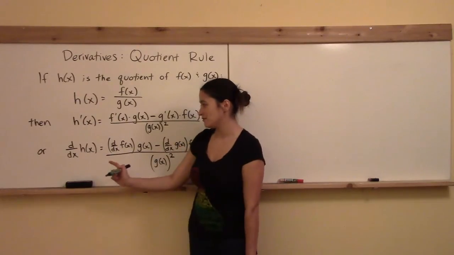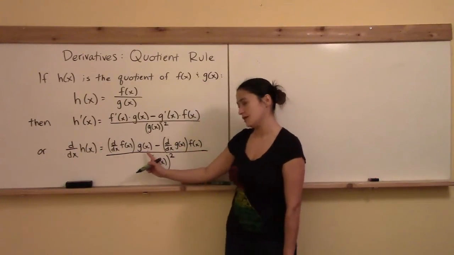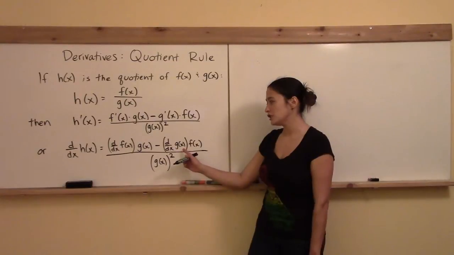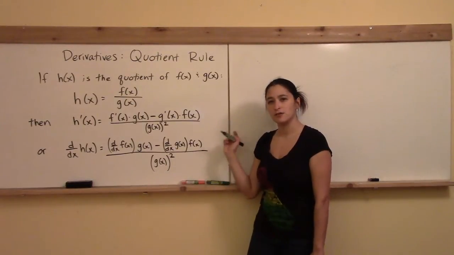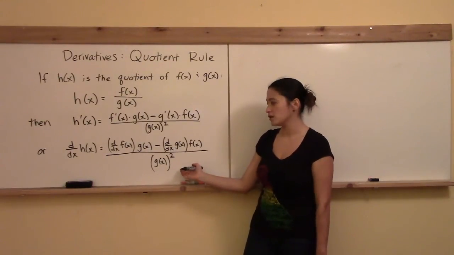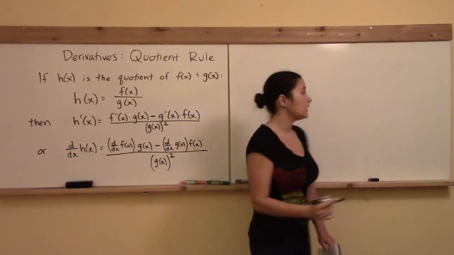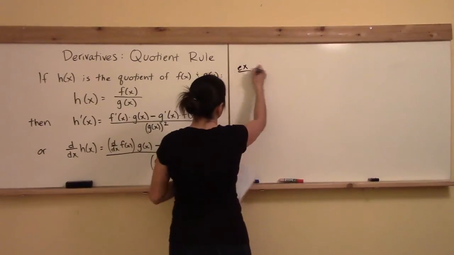You see it again in the other notation here. The d dx of h of x is df dx times g of x minus dg dx times f of x, and then you divide that by the quantity g of x squared. So let's do a simple example to start us out.